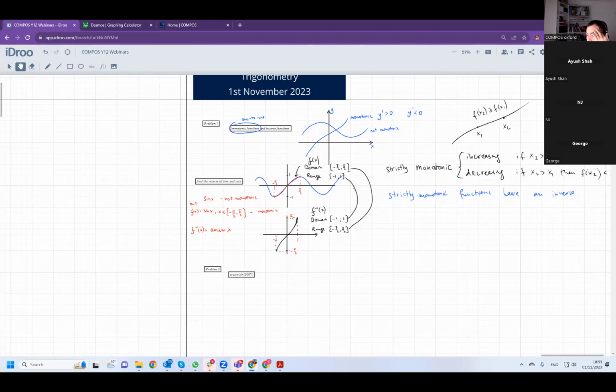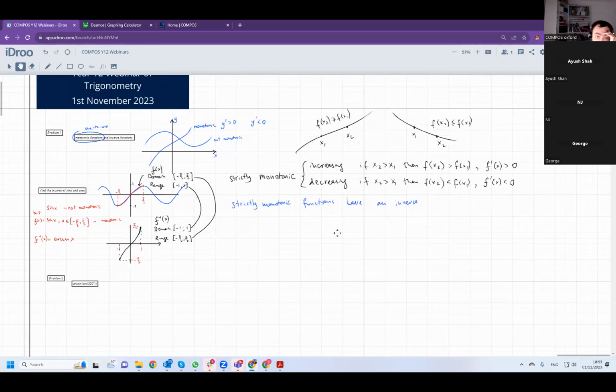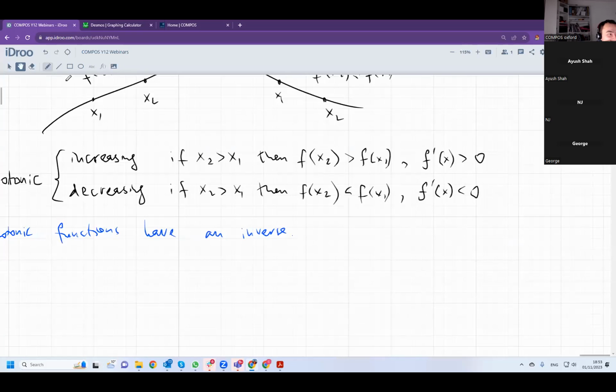So is x cubed not strictly monotonic? You're making my life difficult. Well, no, apparently not. So yes, this is a consequence of this, but this does not mean that. Okay, so from left to right it works, from right to left it doesn't.